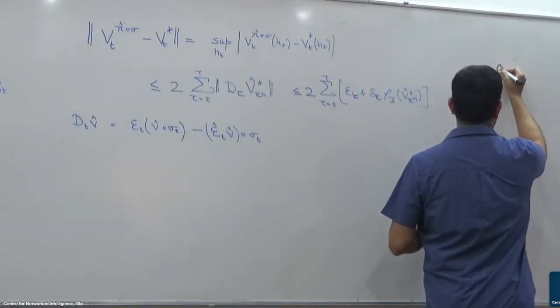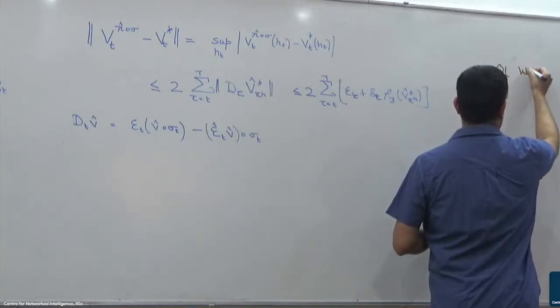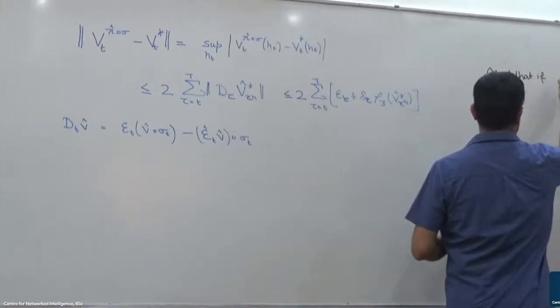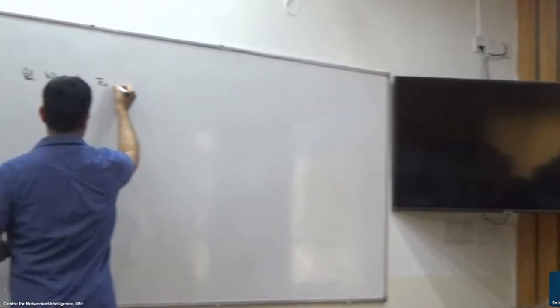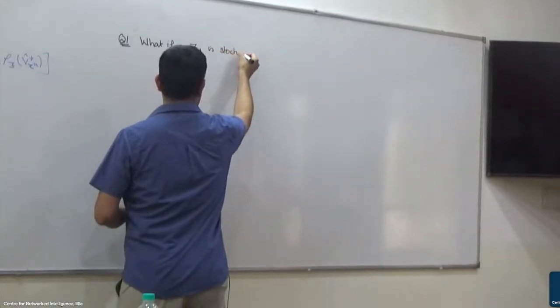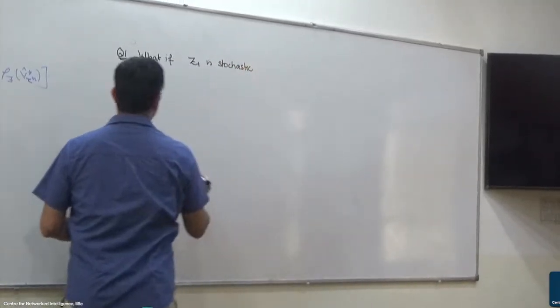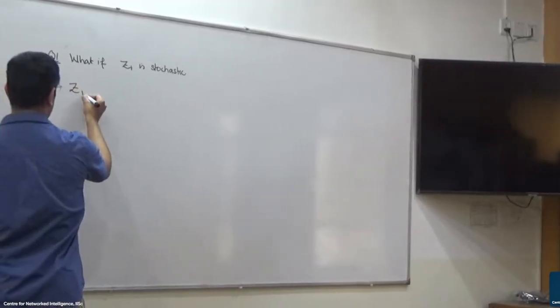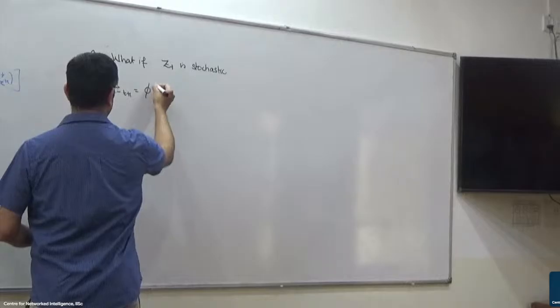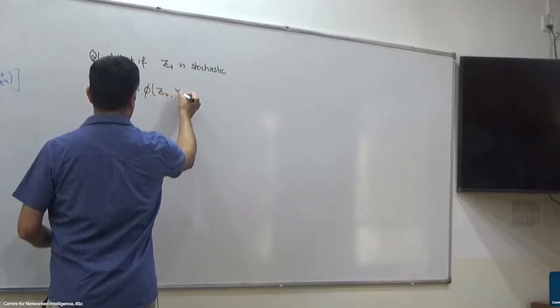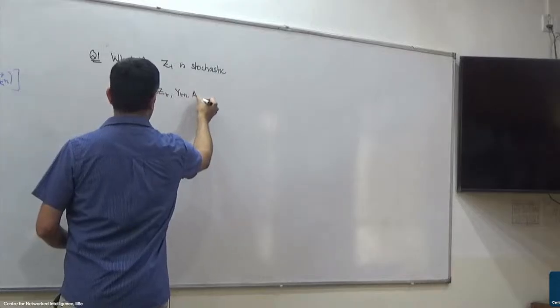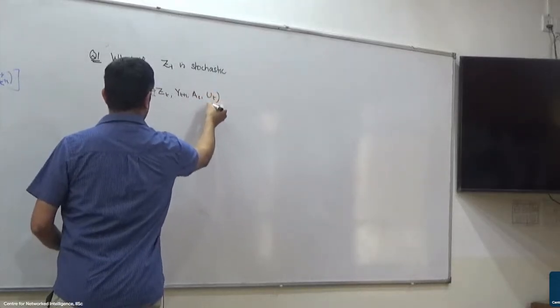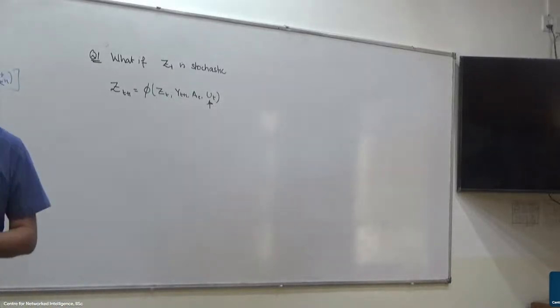So, what if Z_t is stochastic? Okay. So, typically what you would do is you would do something like what we were calling in P2A, that Z_{t+1} will be some function of Z_t, Y_{t+1}, A_t, and some randomizing random variable U_t. Okay. So, what happens if I was doing a stochastic AIS? What will happen to my bounds?